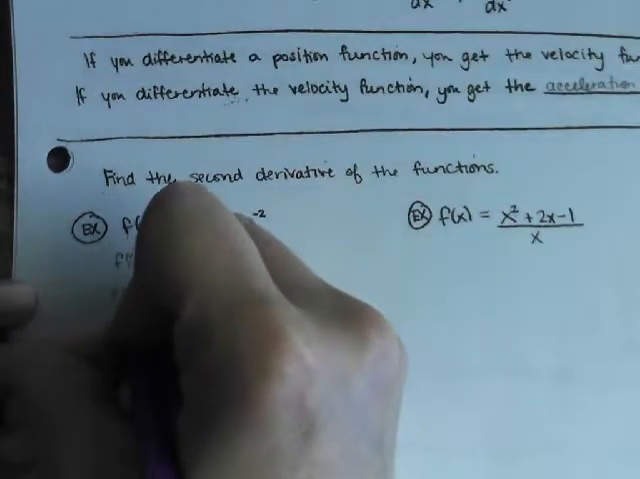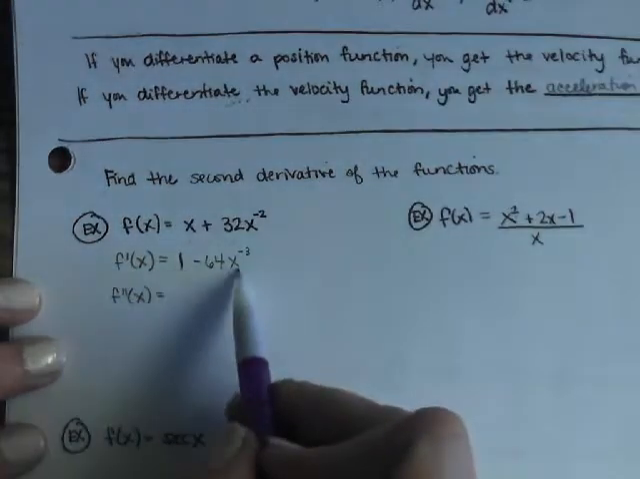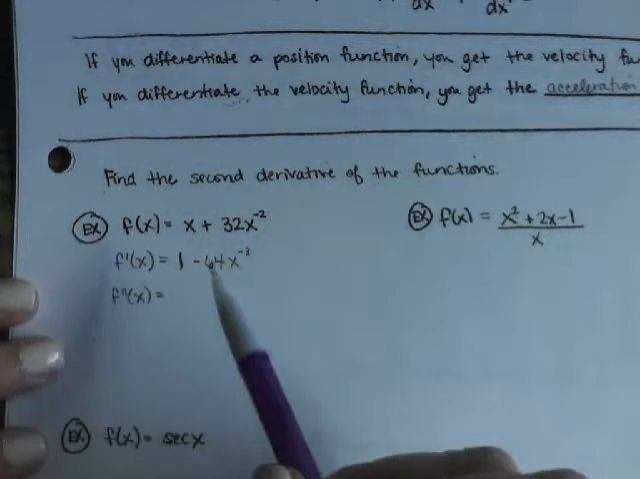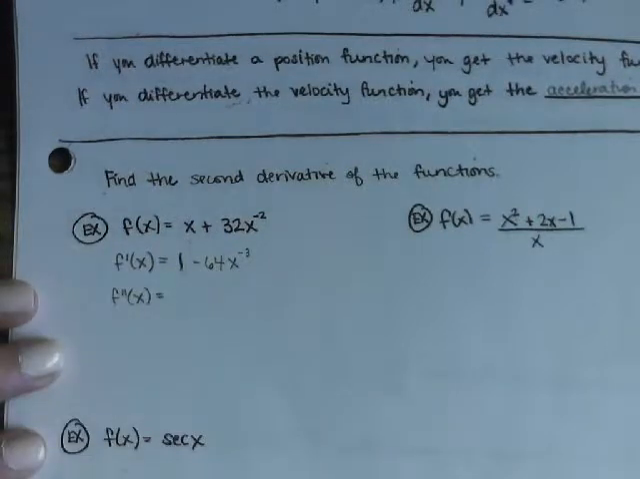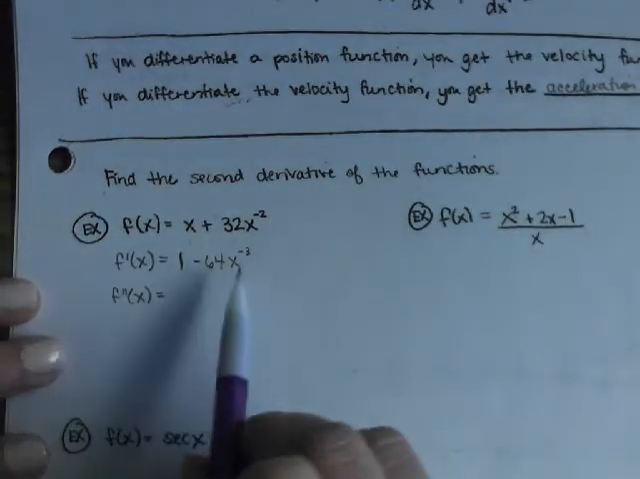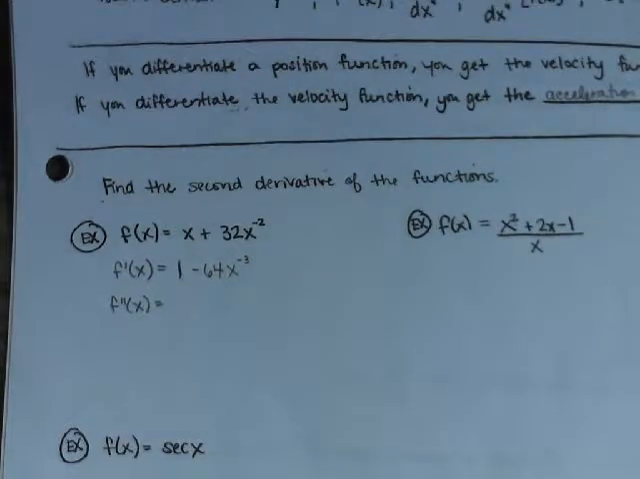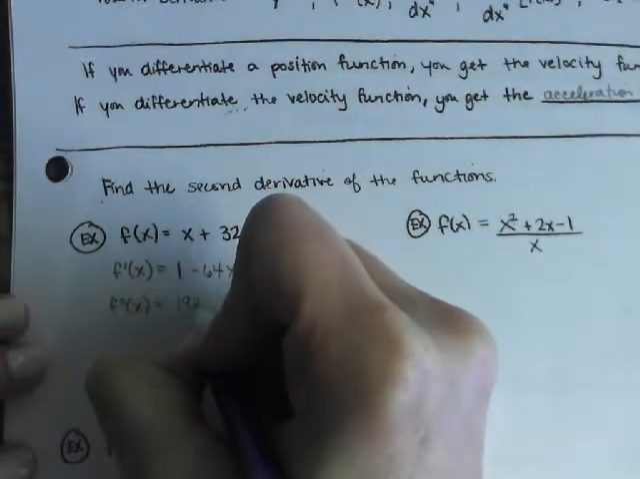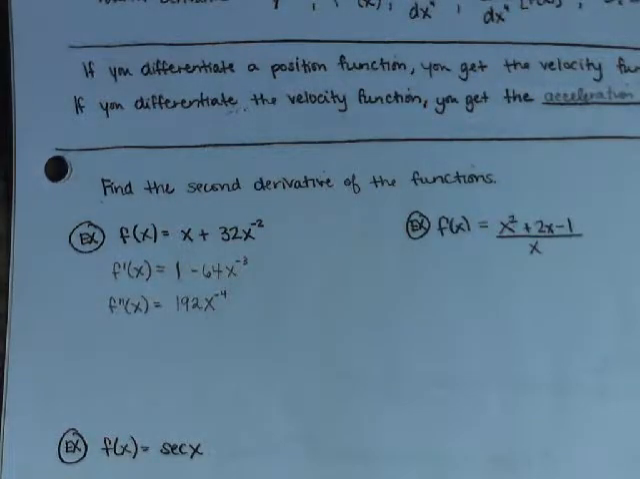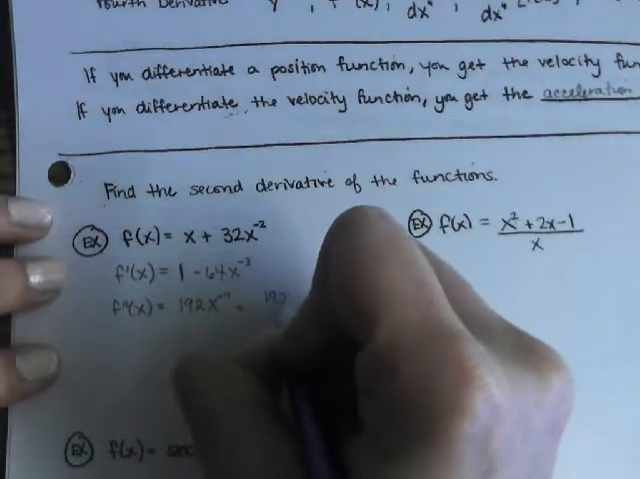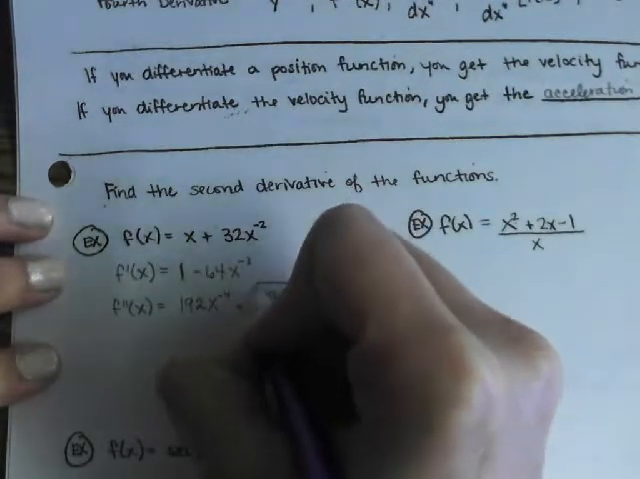And then to get your second derivative, we're just going to take the derivative of that. Stefan, what's the derivative of 1? 0. So I don't need to write anything. And the derivative of negative 64x to the negative third? 192. Now that we've finished, we should clean it up. X to the negative fourth is just going to jump to the denominator and be x to the positive fourth.